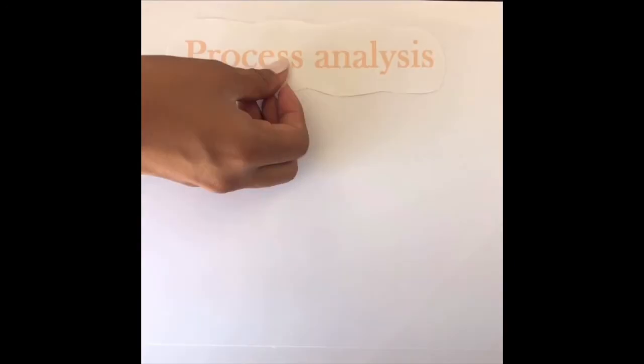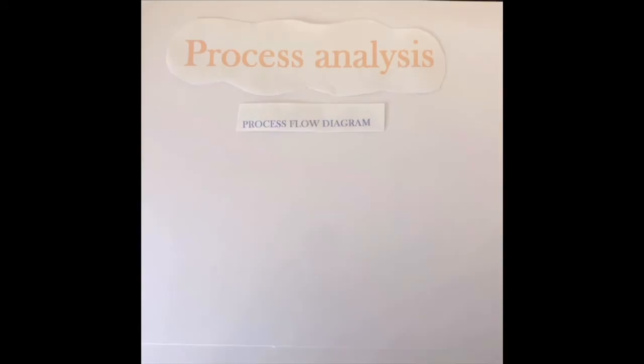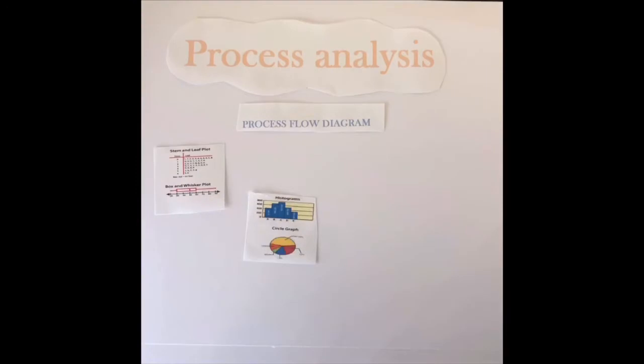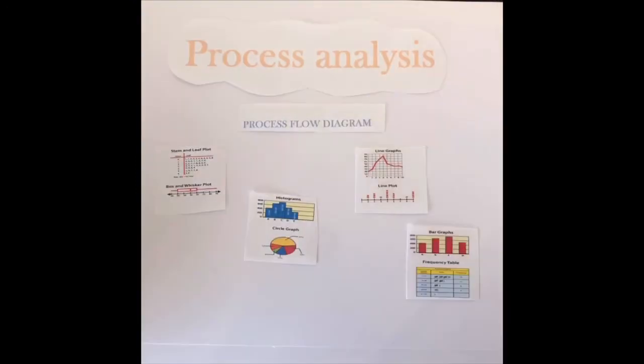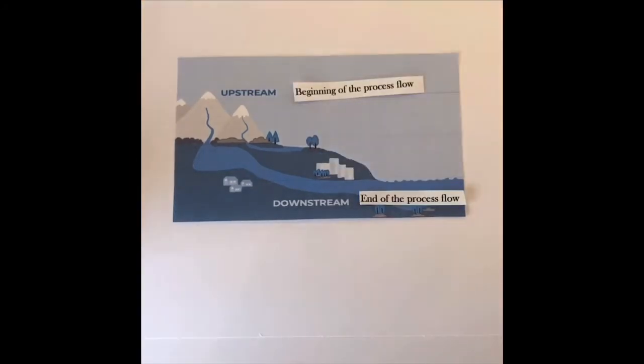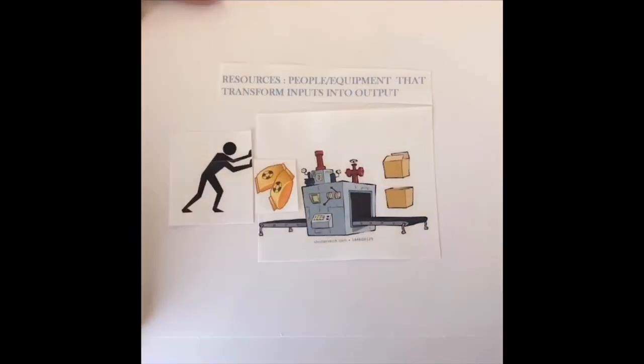One way to overlook the process of an operation is through a process flow diagram. A process flow diagram is a graphical way to describe the process through a visual chart that represents the steps of a process. Upstream is in the beginning of the process flow, while downstream is the end of the process flow. Resources count as a group of people and equipment that transform inputs into outputs.